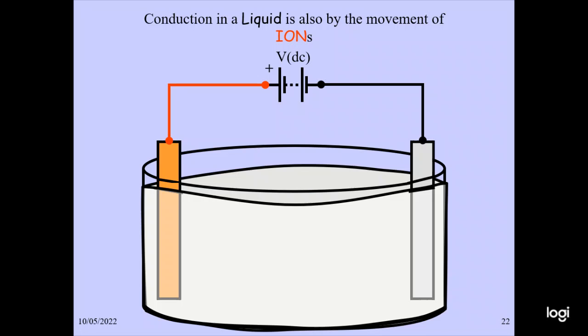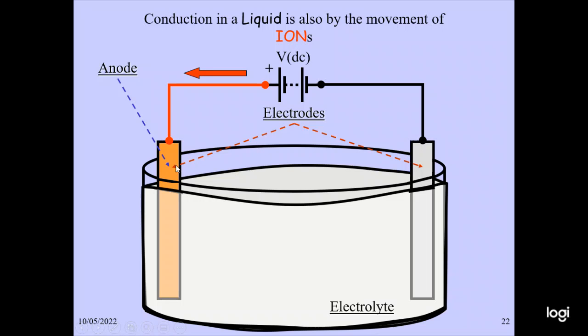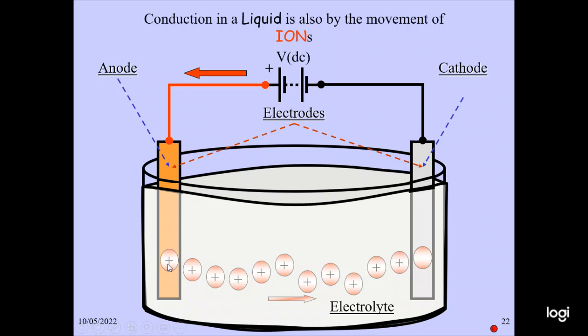The conduction in liquid is also the movement of the ions. You see this is the supply electrode connected, the current flows, the red color. This becomes the anode, the positive charge, passing through to the cathode.